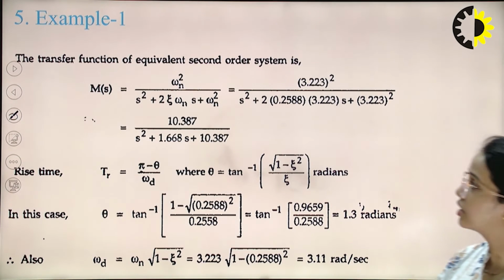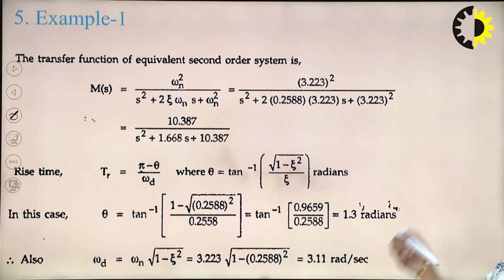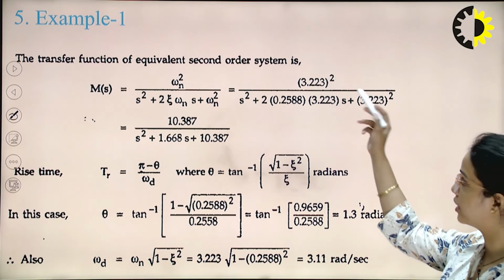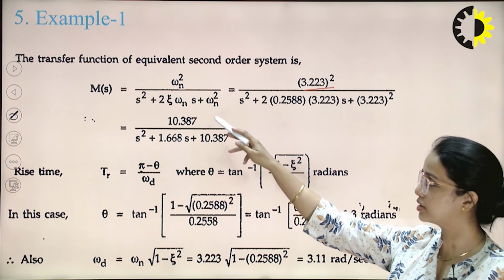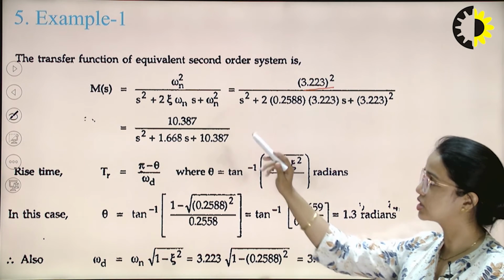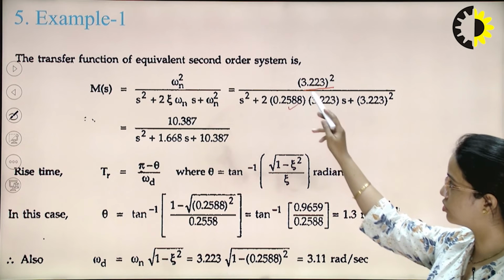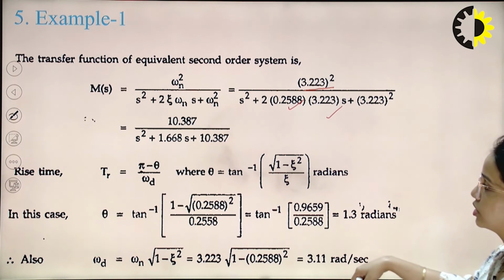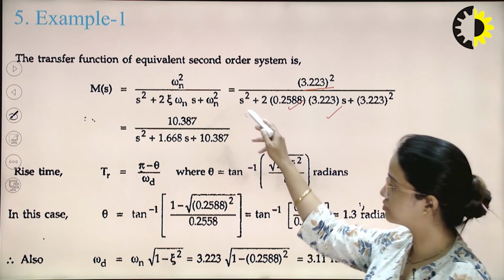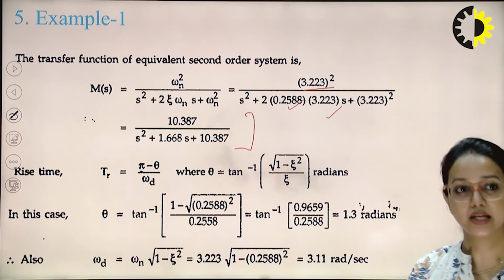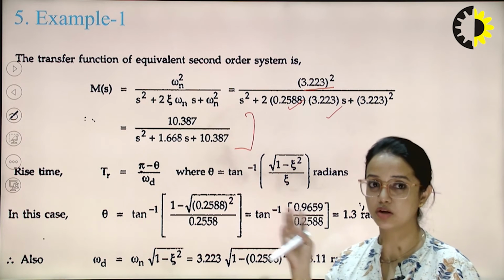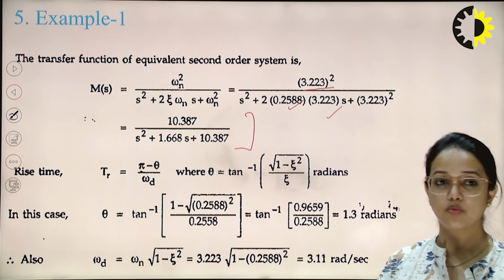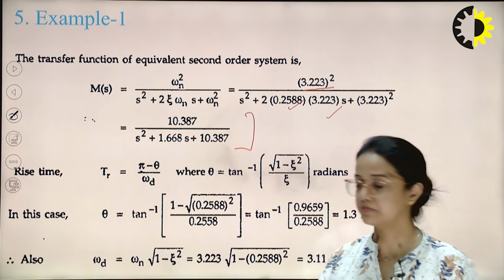3.223, and then the transfer function is omega n square over s square plus 2 zeta omega n s plus omega n square. Now we know zeta, and we know omega n also. So this is the required second order transfer function, the appropriate model. Now for this appropriate model we have to fit all the values.